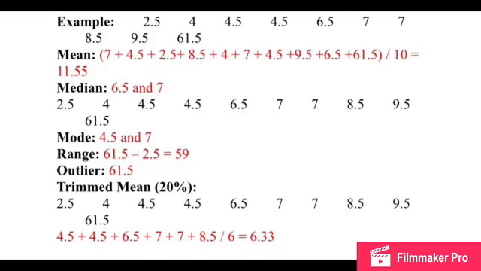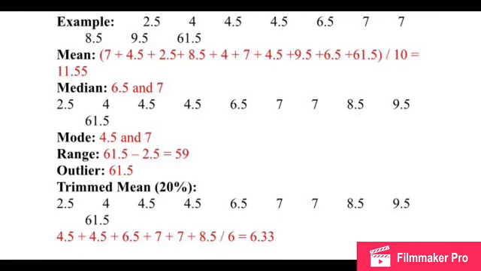Now, how do we know the median? It's basically 6.5 and 7 because they're the two numbers in the middle. Now, how do we calculate the mode? Well, the mode is 4.5 and 7. Now, how do we calculate the range? It's basically 61.5 minus 2.5, which equals 59.